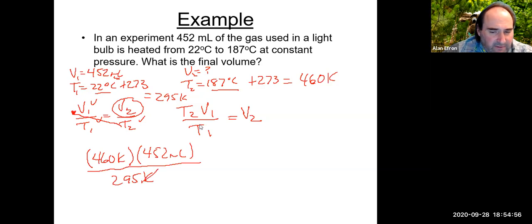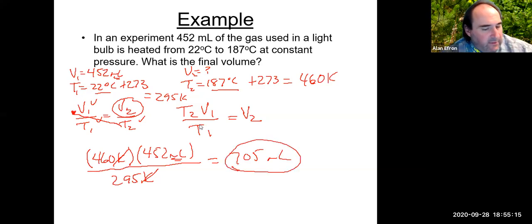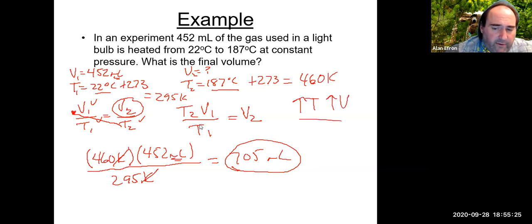Again, the Kelvins will cancel. Gonna leave me some milliliters, and we will end up with 705 milliliters in this particular case. And we do see the trend that we talked about. Our temperature went up, so our volume went up as well. So we can see that relationship here with our answer. So it does make sense in this particular case. Any questions on that particular one?